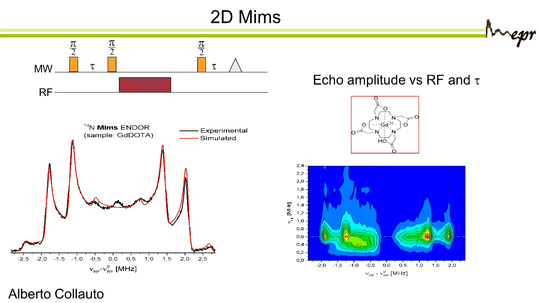So here this Mims ENDOR was done, and the idea was to look at the nitrogen and see what the hyperfine coupling of these nitrogens is. The Larmor frequency of nitrogen is about 10 megahertz, so it's really not a very easy measurement to do, but Alberto did very nicely, and he got this powder pattern.